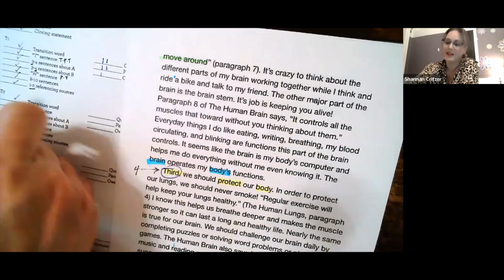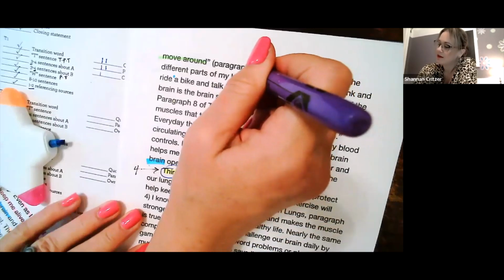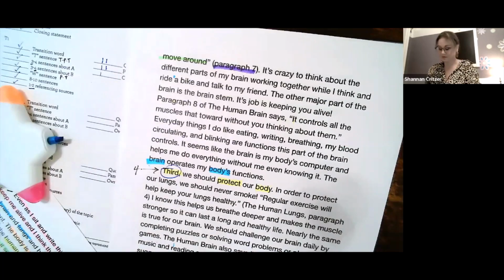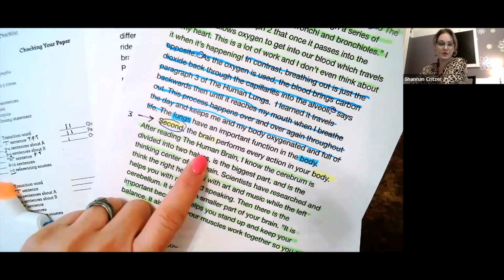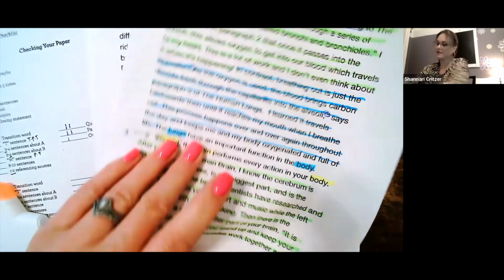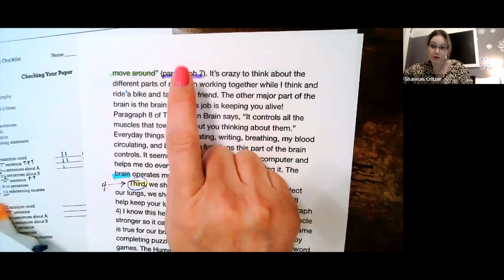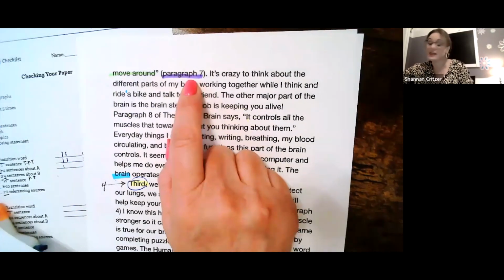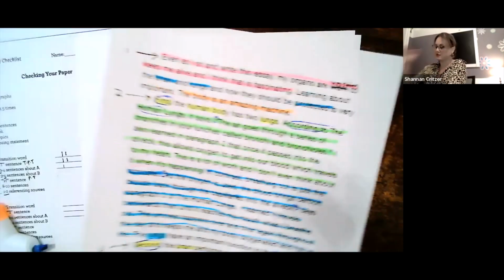Let me highlight this in a different color. So the parenthetical citation is just noting the paragraph right here. When I said I was reading the human brain, this is referencing paragraph 7 of the human brain. Now I don't need to say, I can say the title of the text, but I can also, because I've already said it in that paragraph, I can also just do a parenthetical citation.